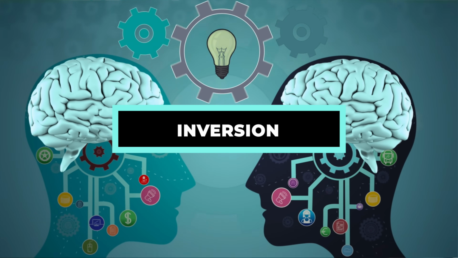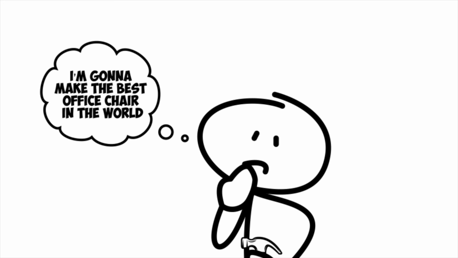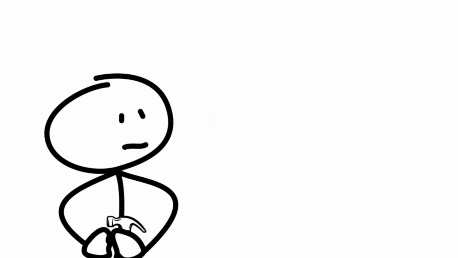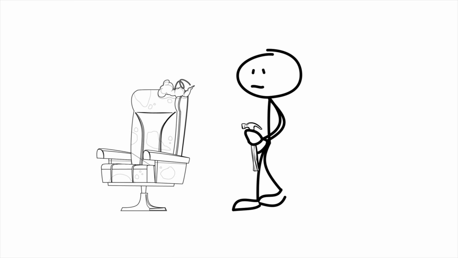Inversion, put simply, is basically reversing a problem. It's a mental exercise that can reframe what you're trying to achieve. Imagine, for example, you're trying to make the best office chair in the world. You're probably thinking, what makes the best office chair in the world? What kind of features should I be adding?